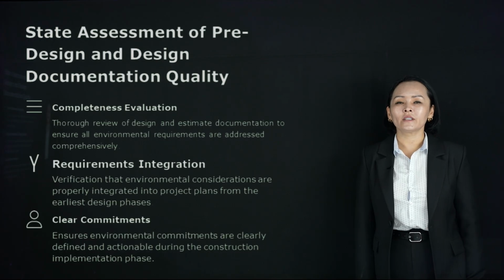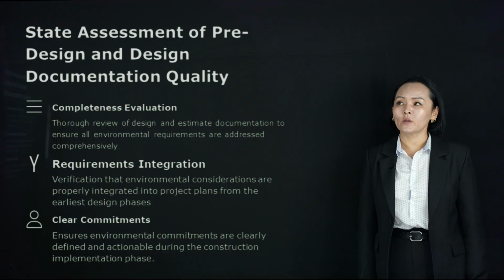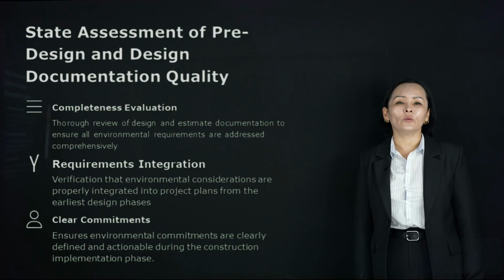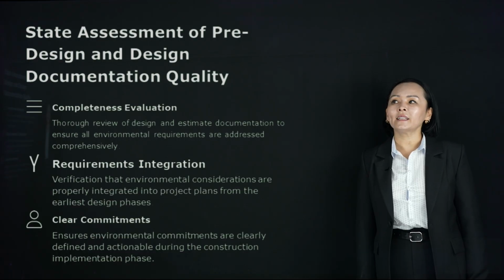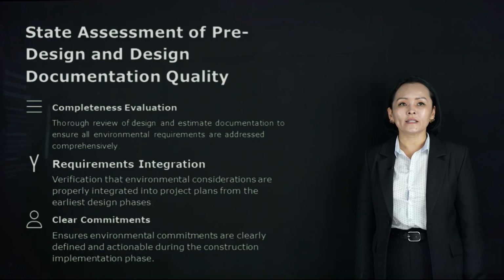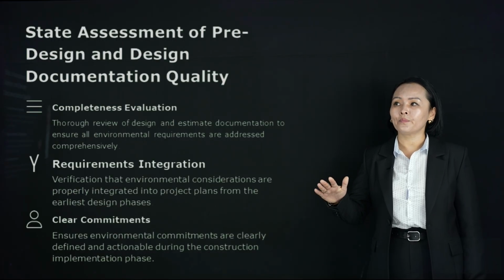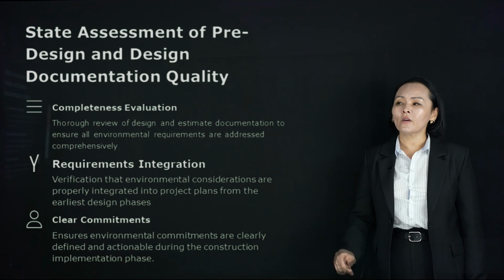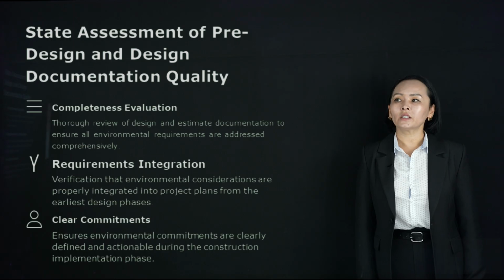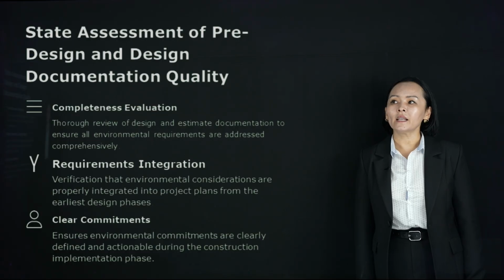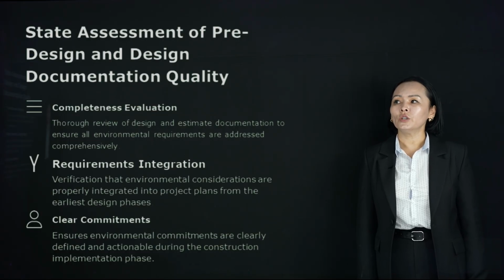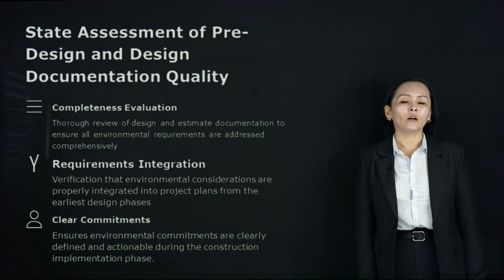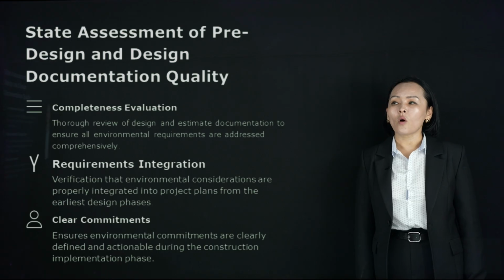And in this picture, you can see the plan of state assessment of pre-design and design documentation quality. Pre-design and design documentation quality consists of three steps. First of them, compliance evaluation, requirement integration, and clear commitments. Compliance evaluation is a review of design and estimate documentation to ensure all environmental requirements are addressed comprehensively.